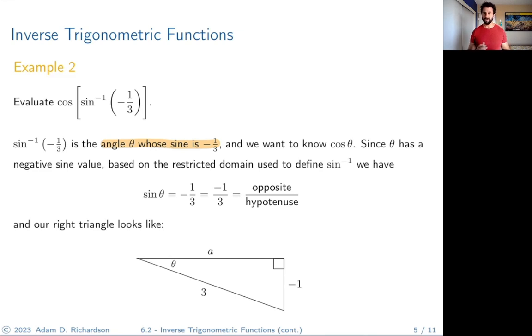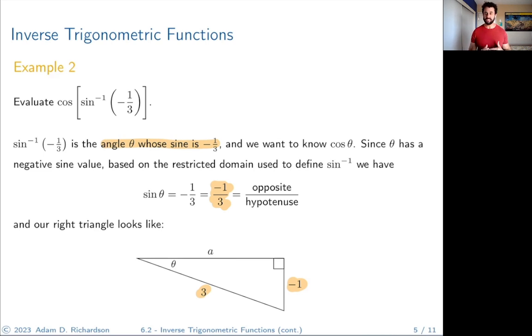Well, since here the sine value is negative, based on the restricted domain that we use to define sine inverse, we're going to have this. Oops, sorry, this right here. So remember, sine is restricted to negative pi over 2 to pi over 2. So that means that the opposite leg of our triangle is going to be negative in, well, I wouldn't say length per se. It's going to be a negative displacement, you could say. So we're going to label the opposite side as negative 1 and the hypotenuse as 3. There we go. So sine is opposite over hypotenuse.